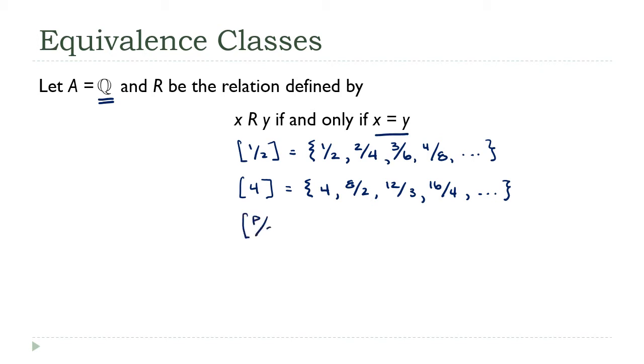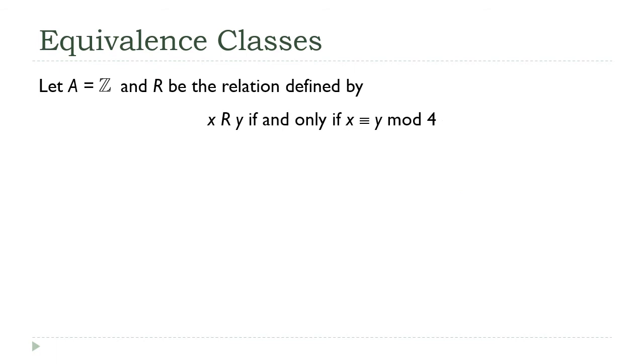If I take an arbitrary rational number p over q, its equivalence class is the set of all rational numbers x such that x is equal to n times p over n times q for every integer n. Take p and q, multiply them by any integer you like, and you will get a number that is equal to the original fraction, just by canceling out those two n's. So there's one example of how we can define equivalence classes given a specific relation.